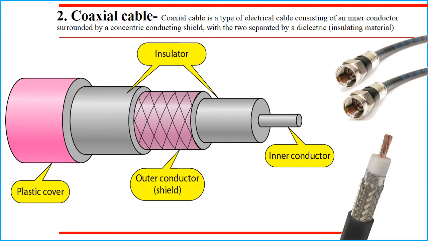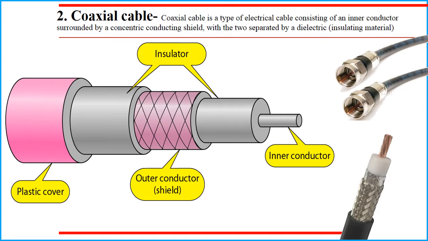The second type of transmission medium is a coaxial cable. A coaxial cable is a type of electrical cable consisting of an inner conductor surrounded by a concentric conducting shield, with the two separated by a dielectric or an insulating material.